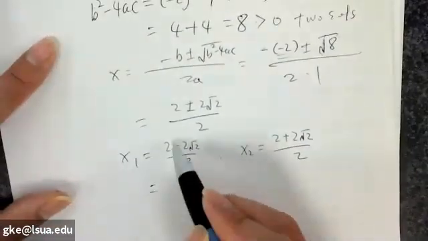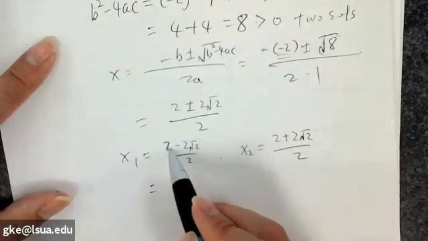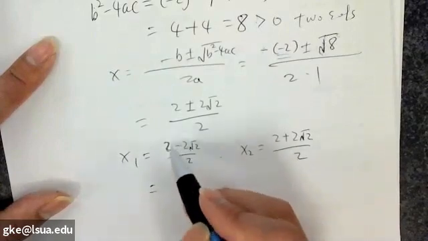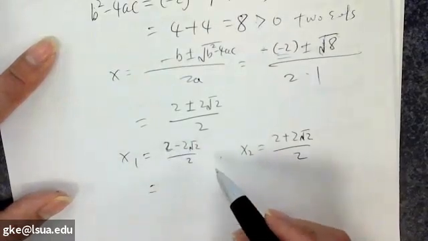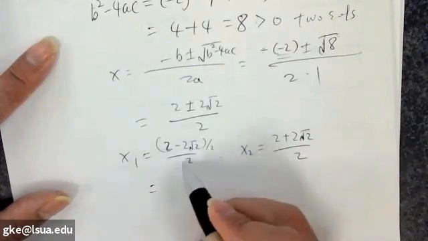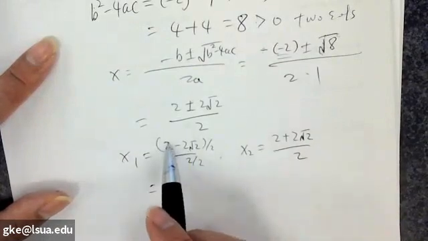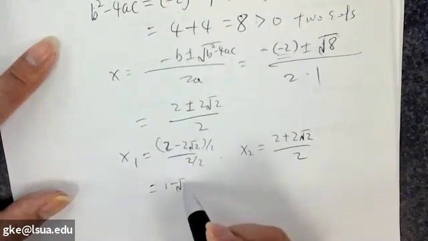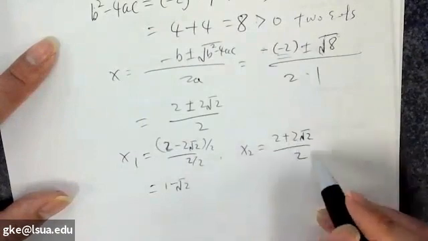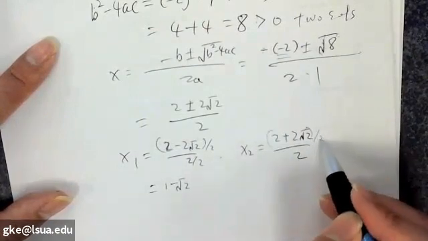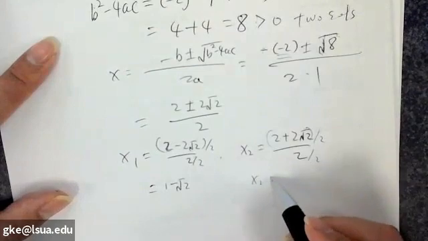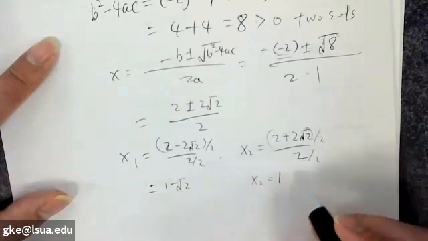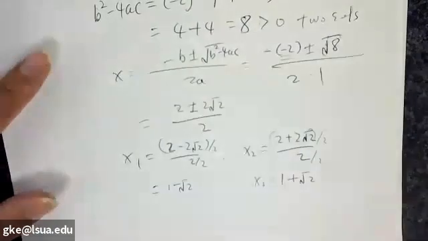And of course, you can simplify this, just as we did in class. Here is a 2, here is a 2. So for the denominator and the numerator, we can both divide by 2. Right? So 2 divided by 2 is 1, 2 divided by 2 is 1: 1 minus square root of 2. And the other is the same thing, divided by 2. 2 divided by 2 is 1, square root of 2 divided by 2 is... 1 plus square root of 2.